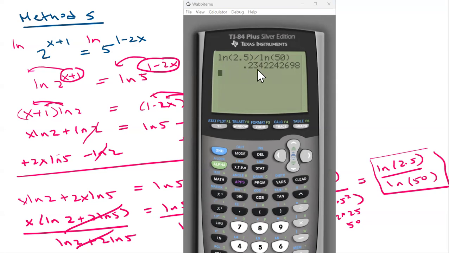if we enter this in the calculator, ln of 2.5 divided by ln of 50, we get a decimal answer of 2.34. Okay. So just in case the lab wants a decimal answer, that's all you have to do, is enter it in there. Okay.